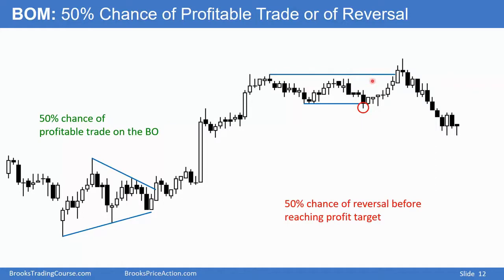Another trading range, 50% chance of a reversal before reaching a profit target. We had a failed bear breakout, and then we had a failed bull breakout. The bulls see this as a high 2, a double bottom bull flag. The bears see this as a higher high, major trend reversal. Bull trend here, break below the bull trend line by going sideways, an attempt to resume the bull trend that failed and formed a higher high, major trend reversal.